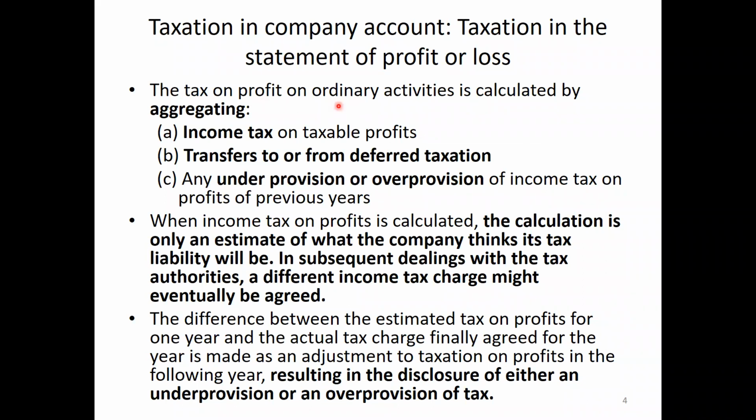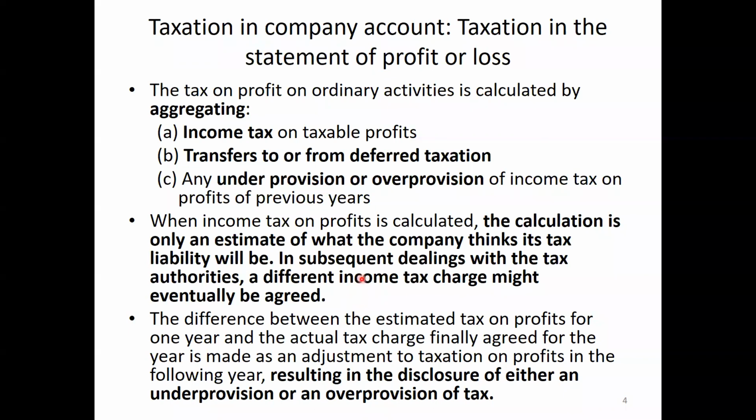The tax on profit on ordinary activities is calculated by aggregating income tax on the taxable profit. This is for the current year. Income tax on taxable profit, simply we say current tax. Then transfer to or from deferred tax. There are differences between the tax base and the carrying amount, so there will be temporary differences. Due to those temporary differences, deferred tax will arise. It may be in the form of deferred tax assets or deferred tax liabilities. In addition to that, any under provisions or over provisions of income tax on profit of the previous year.